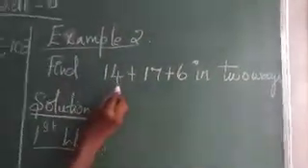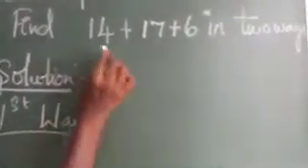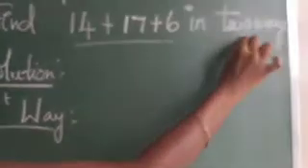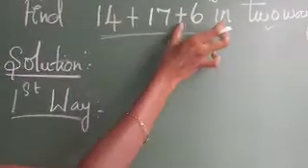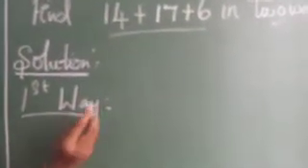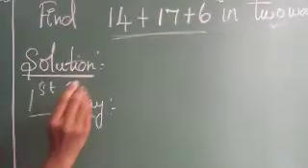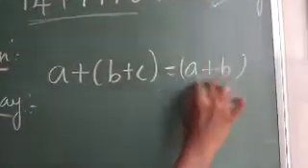Now we move on to the second sum. See here, it is also: find 14 plus 17 plus 6 in two ways. So what is asked here? You have to find the value in two ways. This is so simple, you know 14 plus 17 plus 6, you can normally say the answer, but by using the properties we see how to solve. So three whole numbers are given. If three whole numbers are given, which property do we use? We can use the associative property. The associative property is nothing but A plus of B plus C is equal to A plus B plus C.